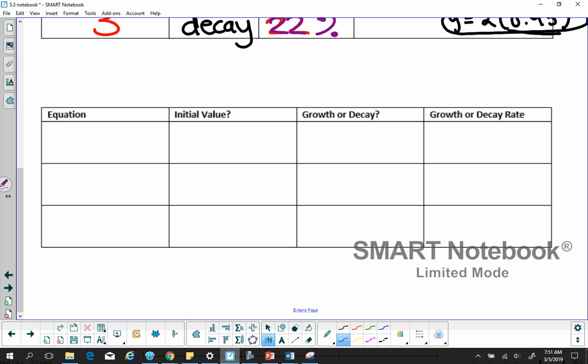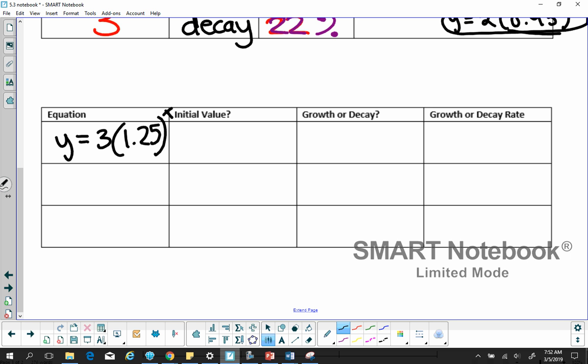All right, the first example is going to look like this. Y equals 3 times 1.25 to the x. So we're on the bottom of the first page, the front page. So you're writing that equation at the bottom. Yeah, right there. And now we're trying to figure out what's going on in this equation.